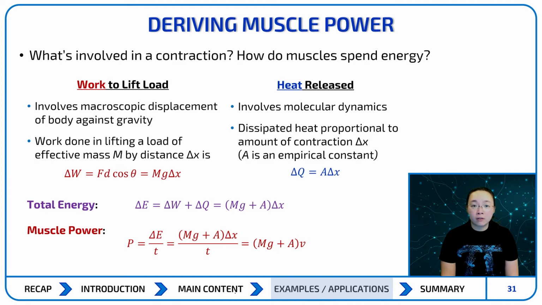Now, if I want to calculate muscle power, I have my total energy. I can just do P is equal to delta E over t, and I get this equation: mg plus A, so I have mg plus A over here, times delta x over t. But we know that x over t, or distance over time, is equal to v. So we can just replace that with v. So that is your equation for muscle power.